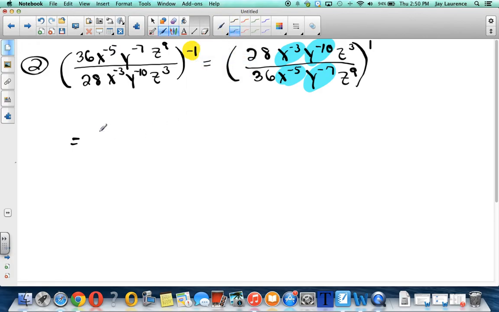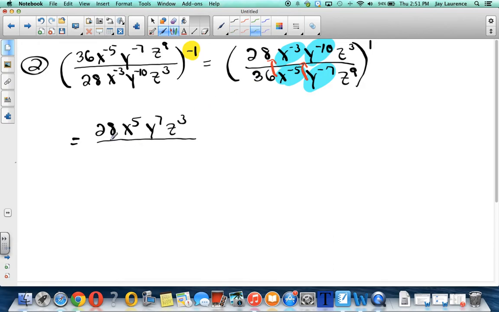So let's see here. Okay, Bailey. We're just going to write, what's my numerator going to look like, Bailey? Oh, yes, 28. X to the 5th, right? Because this x to the 5th is going to go up. This y to the negative 7th is going to go up. So I'm going to write a y to the positive 7th. And there's a z cubed. Nice job, Bailey.